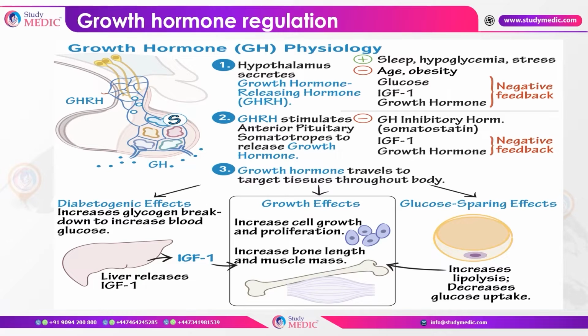Now coming to the hormones. For growth hormone, they are going to ask you which are the stimuli for release of growth hormone and which of the stimuli will have a negative feedback. So remember that growth hormone is secreted in response to sleep, whenever there is hypoglycemia, and whenever there is stress. These are the positive stimuli for release of growth hormone, and the negative feedback is somatostatin. It is an inhibitor for secretion of growth hormone.